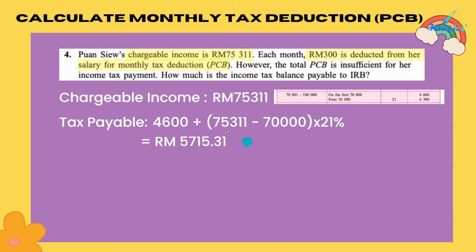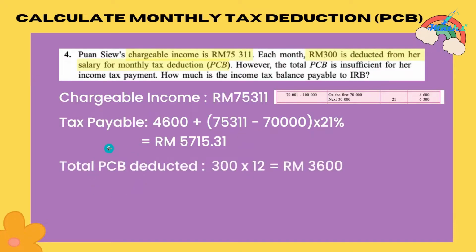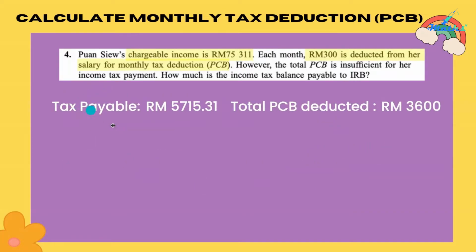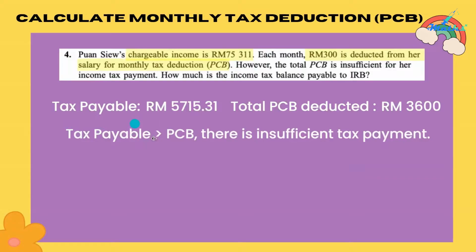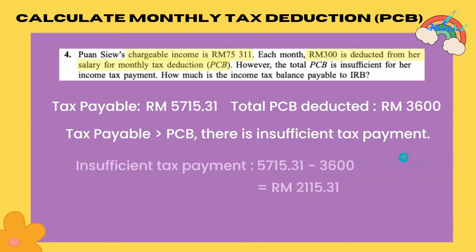So the tax payable is this. And next we need to find the PCB. Since this is the monthly, we need to times it by 12 months, which gives the yearly PCB. So the tax payable is 5,000 and the PCB is 3,000. So the tax payable is more than the PCB, so there is insufficient tax payment here.